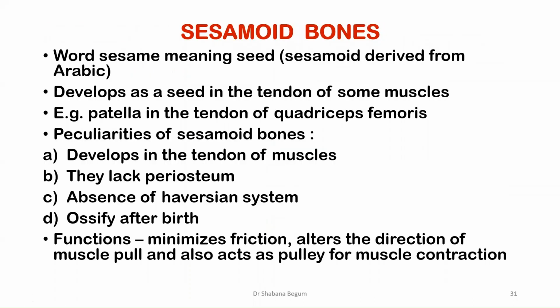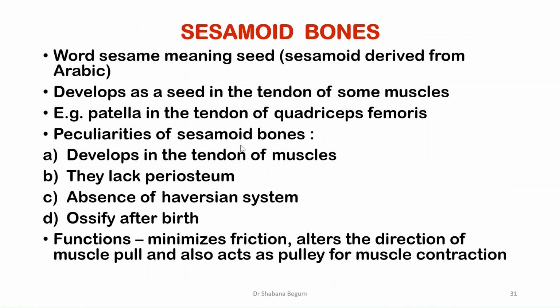Next is sesamoid bones. The word sesamoid is derived from the Arabic word sesam, meaning seed. So these bones develop as seeds in the tendon of muscles due to friction of the tendon with the underlying bones during joint movement. The function of the sesamoid bones is to help minimize friction. It alters the direction of muscle pull and also acts as a pulley for muscle contraction.